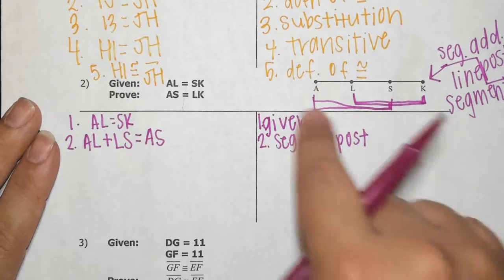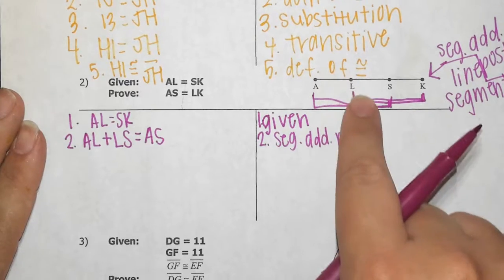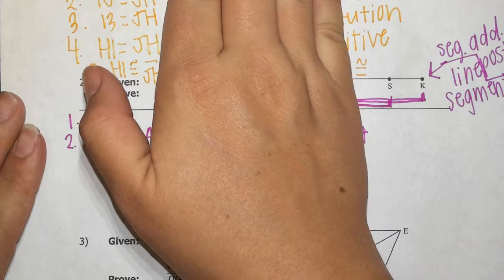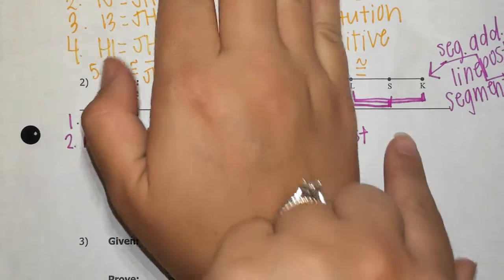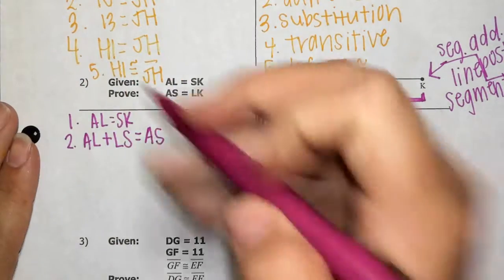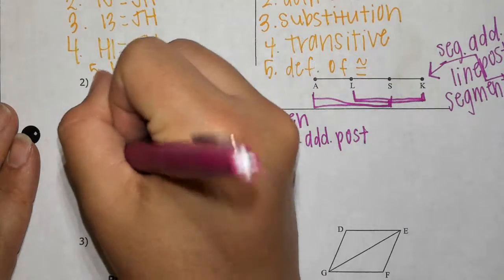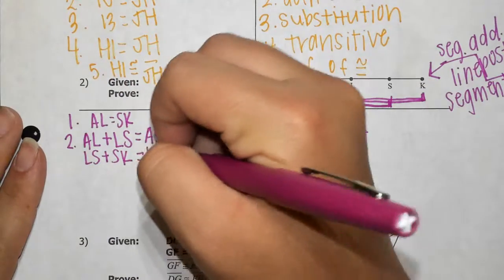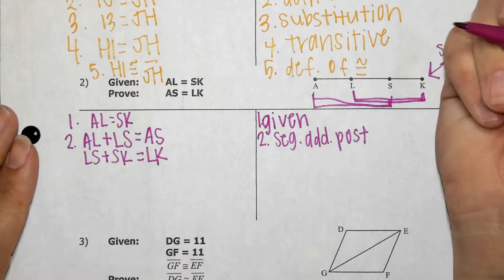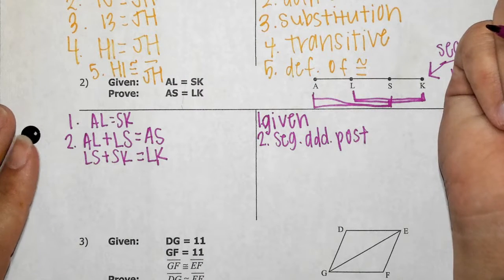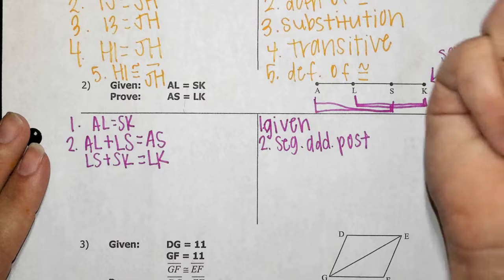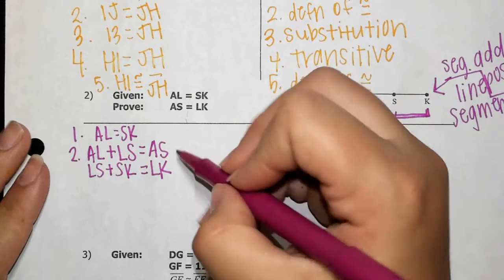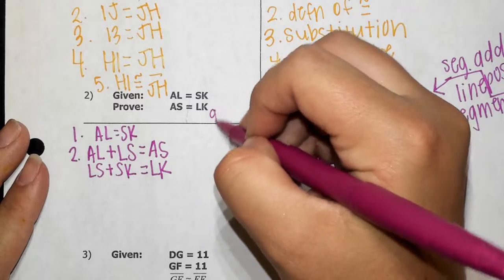We only did AS. Now we need to do piece LK. So there's 2 pieces that make LK. What's the first piece? LS plus SK equals what? LK. Good. Do you see this right here? This is our goal.